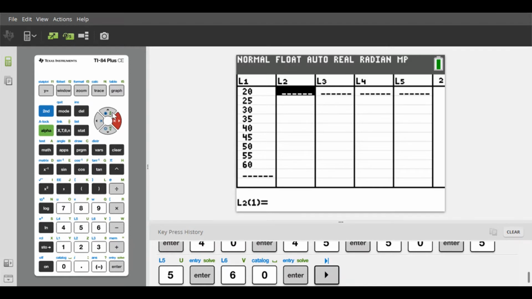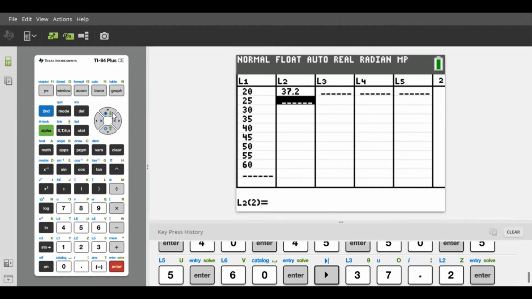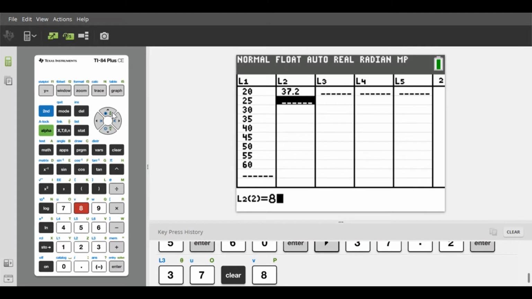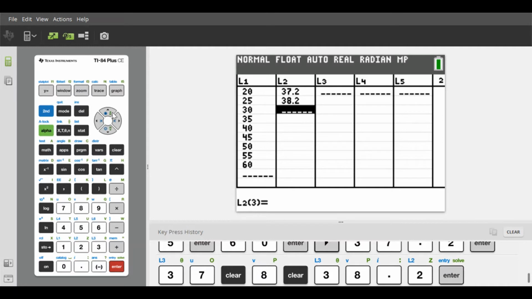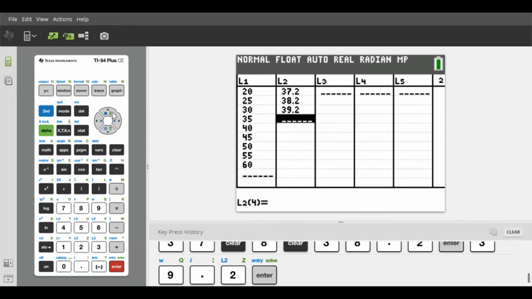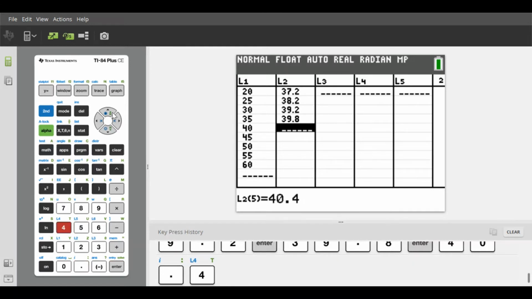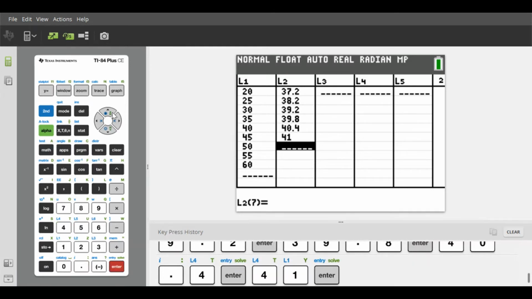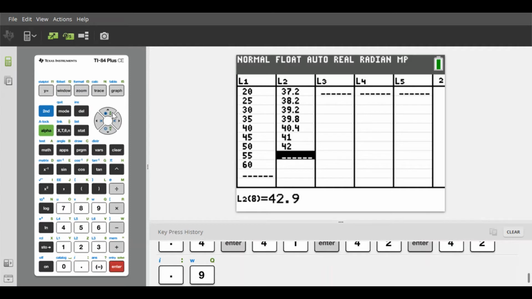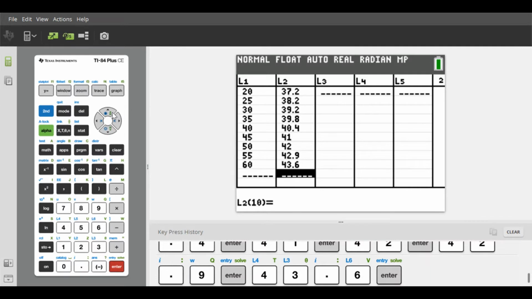Now we're going to go over to L2 and we're going to enter in the population in millions. So the first one was 37.2, 38, 38.2, 39.2, 39.8, 44, 41, 42, 42.9, and 43.6. Alright, so I have my entire list typed in here.